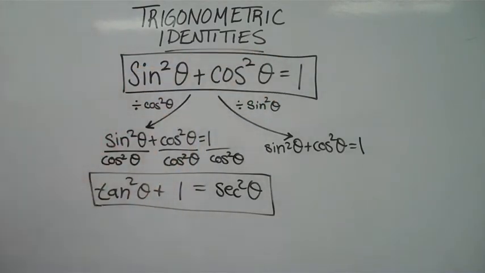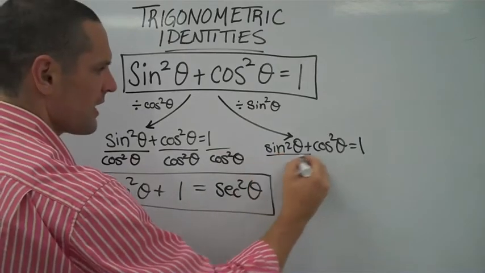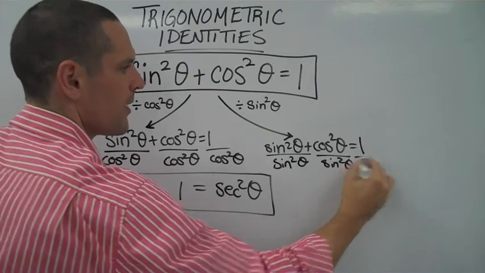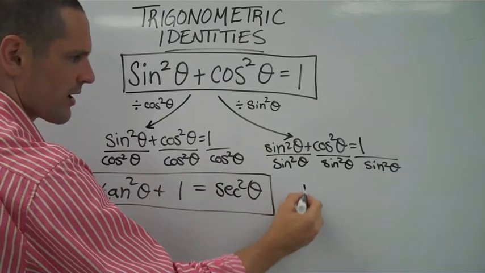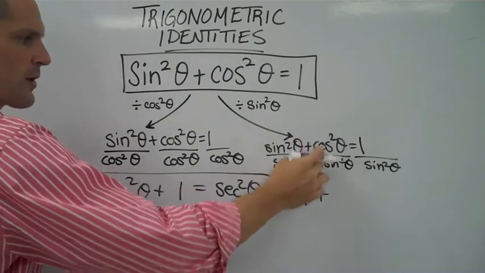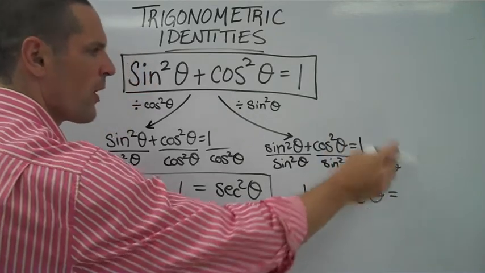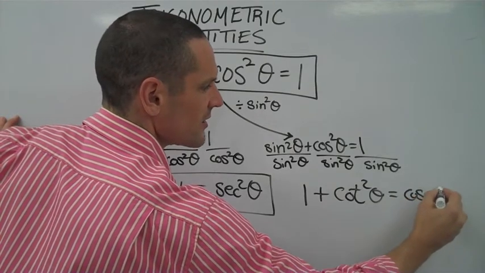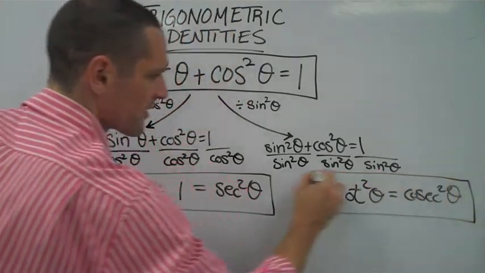term by cosine. We can also find another identity by dividing each and every term by sine squared theta. Sine squared theta over sine squared theta is 1, plus cosine squared theta over sine squared theta, we know that's cotangent squared theta, equals 1 over sine, remember that's cosecant squared theta, or CSC. So now we've got three different identities.